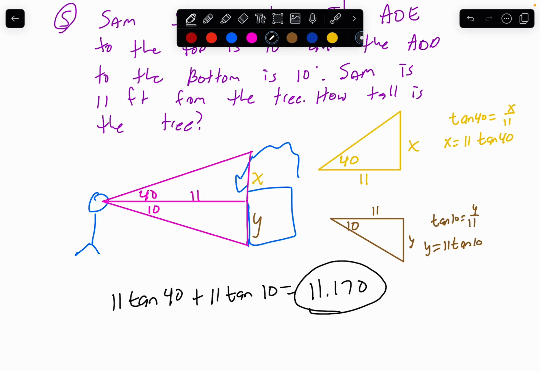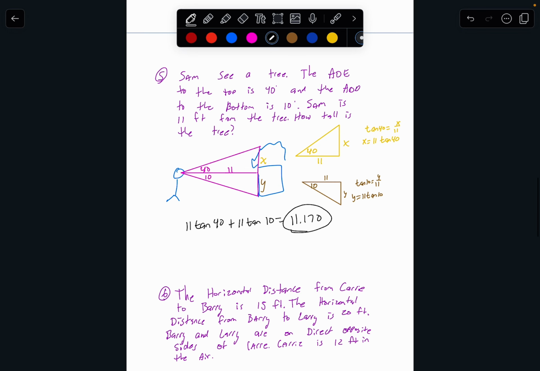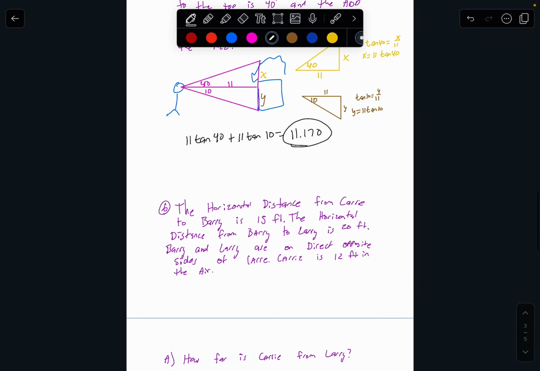So make sure you round correctly. Don't say 11.17 if you're rounding. It should be 11.170 for rounding to the nearest thousandths.